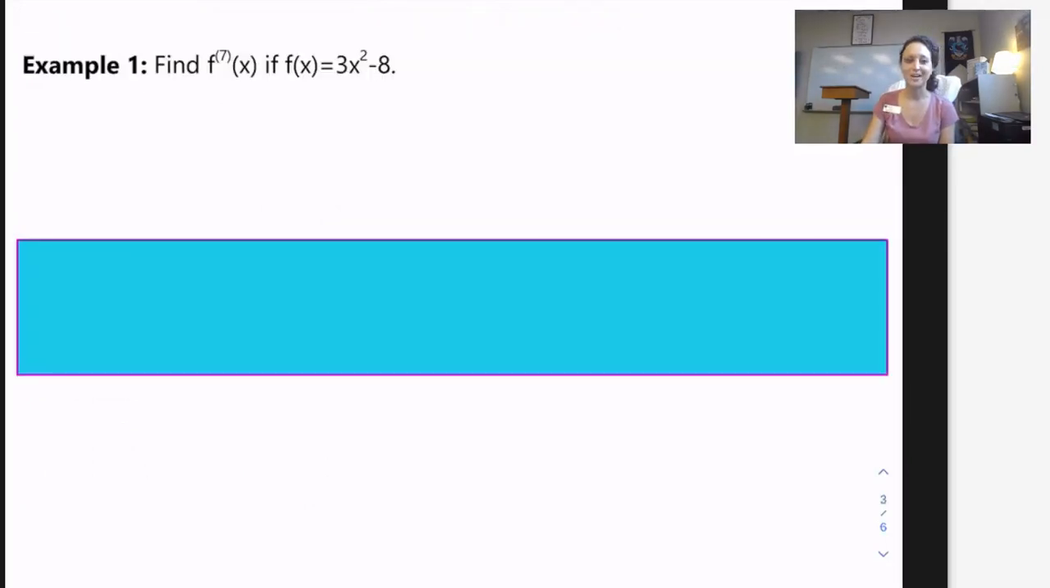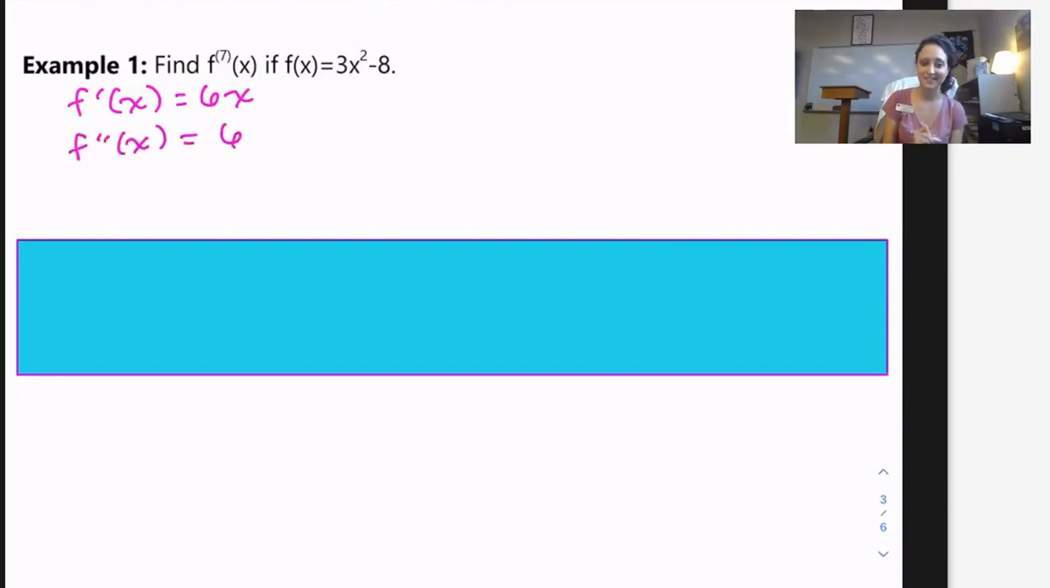All right, example 1, I'm going to force another pause on your screen. Will you please copy what I have, and then we'll do this together. It says find the 7th derivative of f if f of x is 3x squared minus 8. We just have to start with the first and keep going. So the first derivative, f prime of x, is going to be 6x. Derivative of 8 is 0, right? Constant goes away. The second derivative is going to be 6.